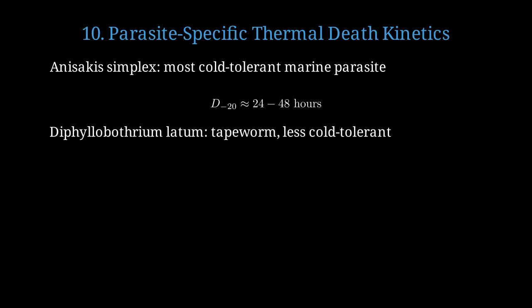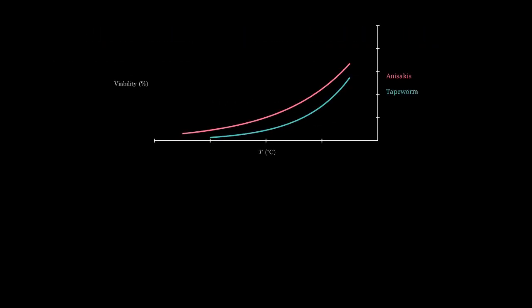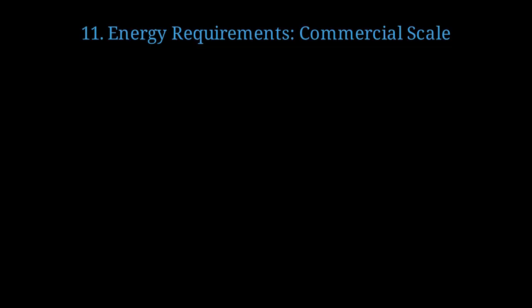Diphyllobothrium latum, a tapeworm found in freshwater fish, is less cold-tolerant and dies more quickly during freezing. This graph compares the thermal death curves for Anisakis versus tapeworm parasites, showing Anisakis requires colder temperatures for equivalent kill rates. Let's examine the energy requirements for commercial-scale sushi freezing operations.